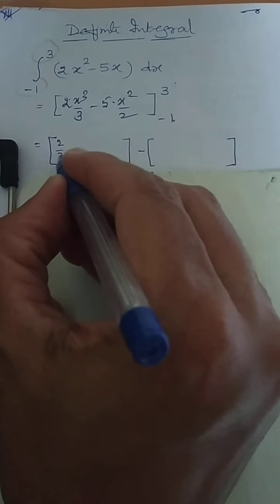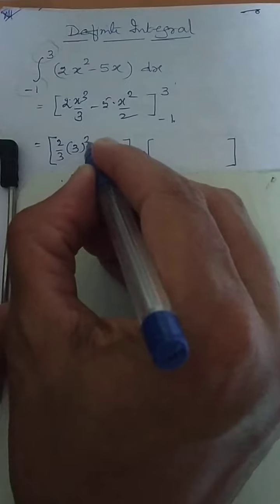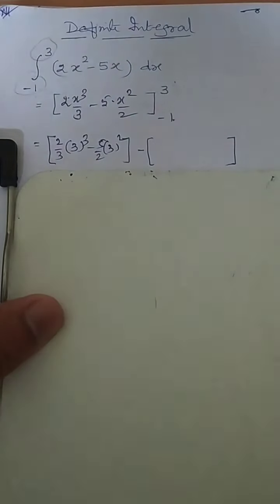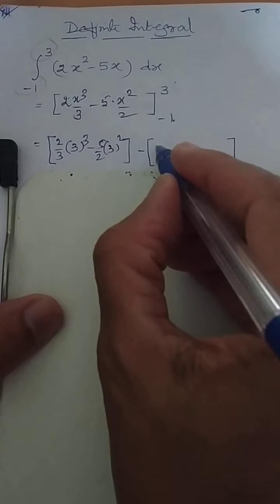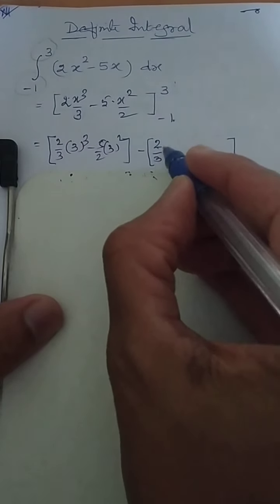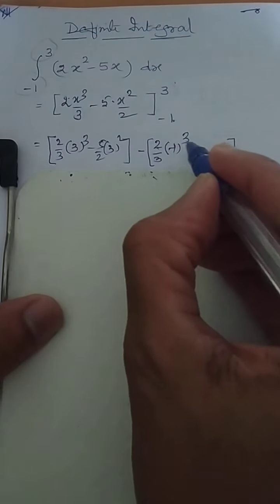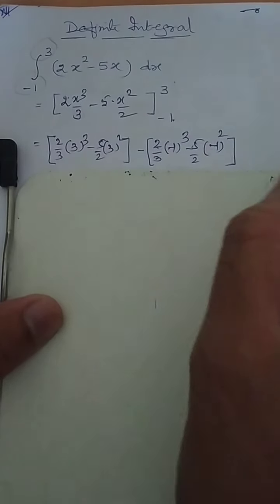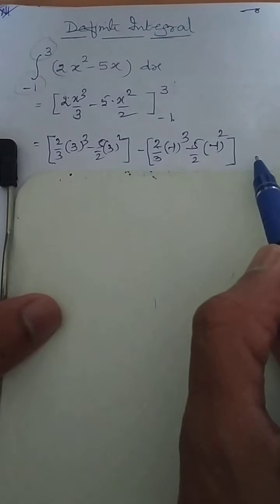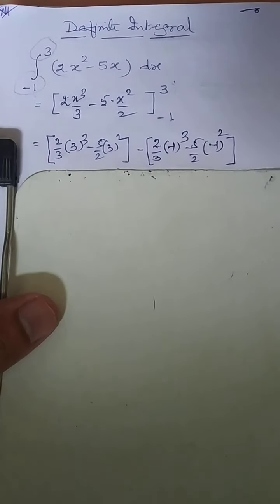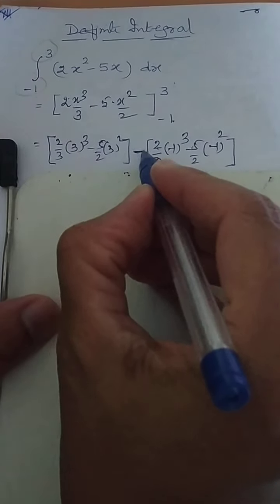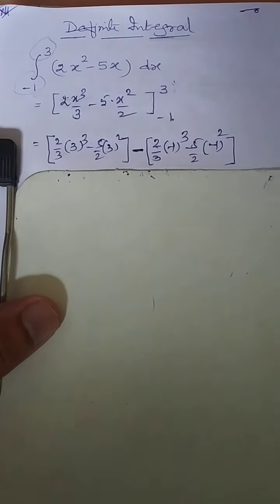So it will be 2 by 3, 3 raised to power 3, minus 5 by 2, 3 raised to power 2. In the second box, you write the same expression by replacing x with the lower limit. It will be minus 1 raised to power 3, minus 5 by 2, and minus 1 raised to power 2. You know how to simplify this. Simplify, get the answer. That is nothing but the answer of this particular question. And remember this, you will always write the minus sign in between.